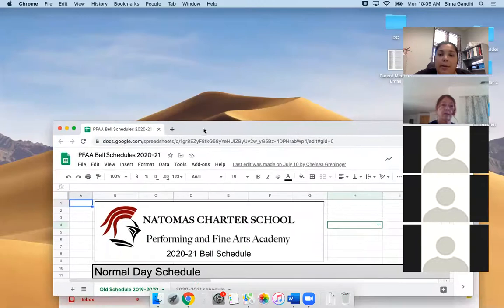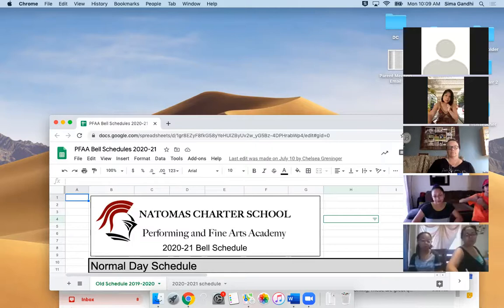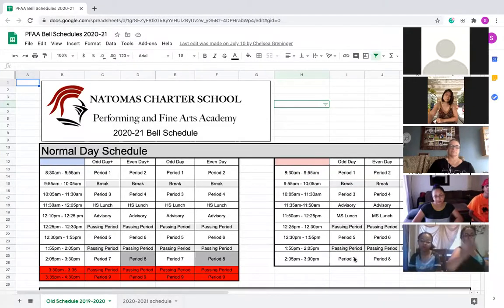Are you able to see the bell schedule? If you can do a thumbs up or thumbs down. Can you see the bell schedule? Perfect. Okay. All right. Perfect.